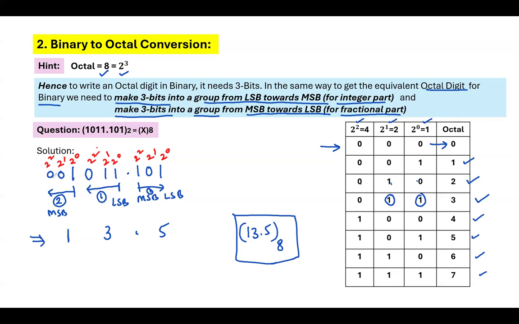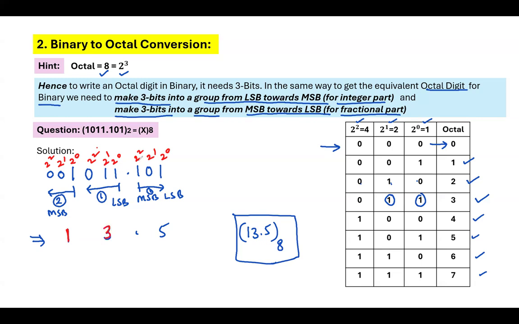Here these two bits are zeros, so there is no need to multiply. So 1 into 2 power 0 is 1. Therefore, its value is 1. Similarly, here 0. Therefore, we should add only the remaining 2 bits. 2 power 1 into 1 is 2, plus 2 power 0 into 1 is 1. 2 plus 1 is 3.